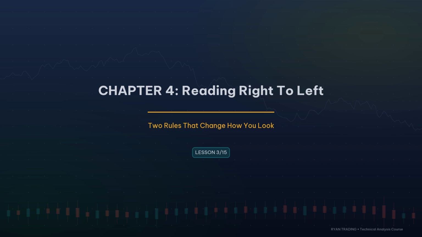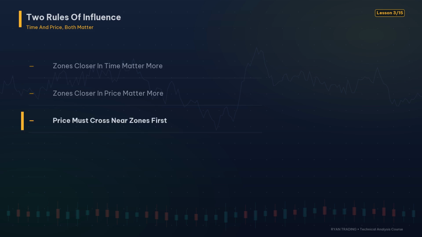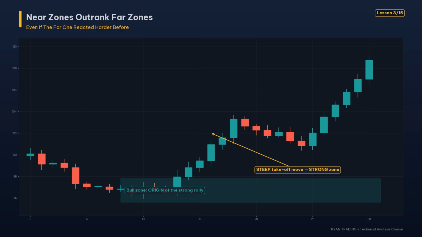Two simple rules explain why you should never read a chart the way you read a book. A zone closer in time carries more weight than one from long ago. A zone closer in price matters more too. Price always has to cross the near zone first. A zone sitting right near current price controls behavior far more than a distant zone ever will, even if that old zone once reacted violently.